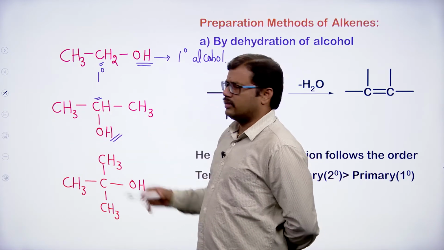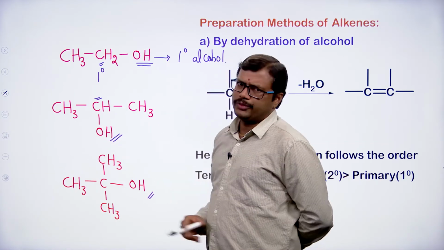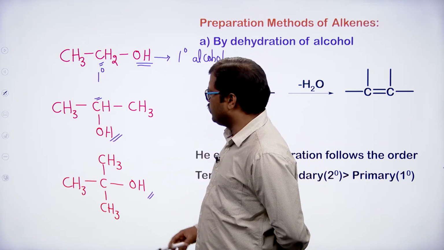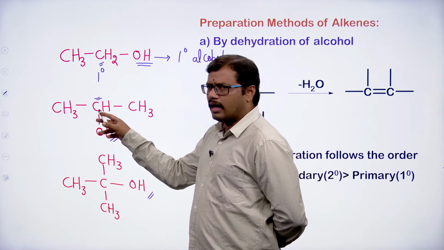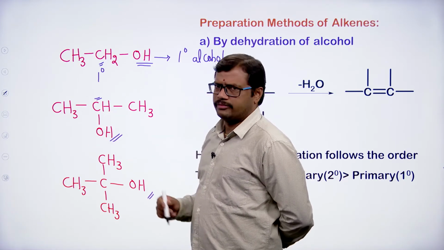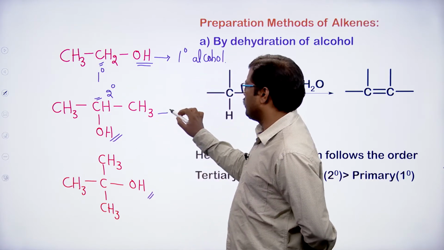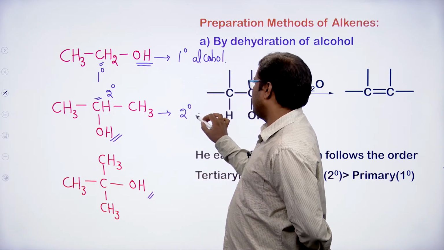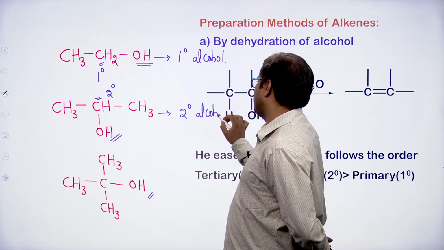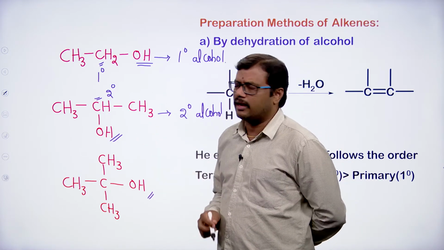So we have a total of 2 carbon atoms connected to this carbon atom, to which the OH group is present. If we observe this molecule, the OH group is connected to a carbon atom, which in turn is connected to 2 other carbon atoms. So this carbon atom is termed secondary. So this molecule is a secondary alcohol. Here the OH group is attached to a carbon atom which is secondary in nature. So this is a secondary alcohol.